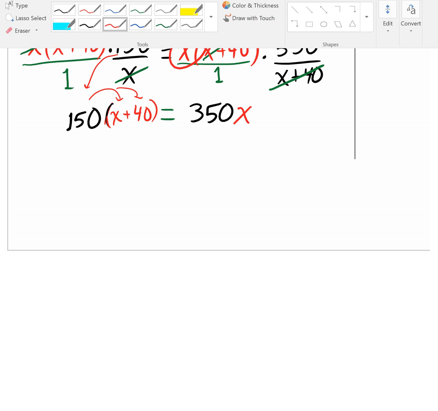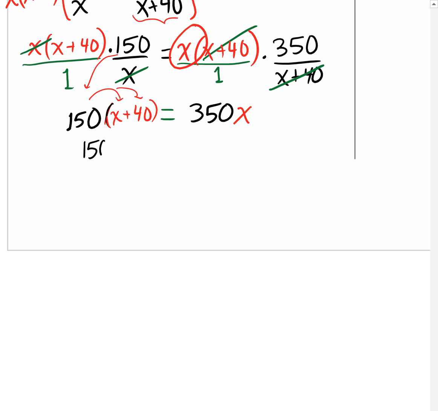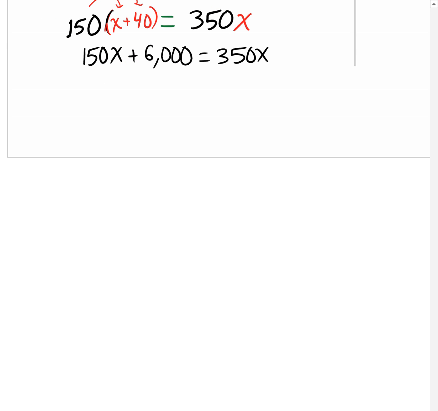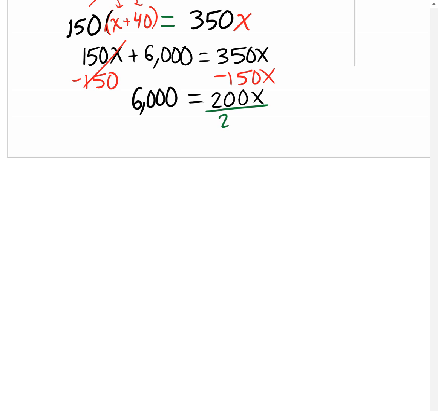Now I'm going to distribute that 150 in. 150 times x was 150x. 150 times 40, let's see. Well, 150 times 4 is 600, but 150 times 40 would be 6,000. Ooh, that's a big number. And there's not really much to do on the right side here, I'll just leave it the same. And now I see that there's no x squared term, it's just an x. So I'm going to be able to just isolate x by moving the x's together, subtracting the 150x to the right side. That way 6,000's all by itself on the left. On the right, let's see, 350x minus 150x is 200x. And I'll divide both sides by 200, and that should be x.